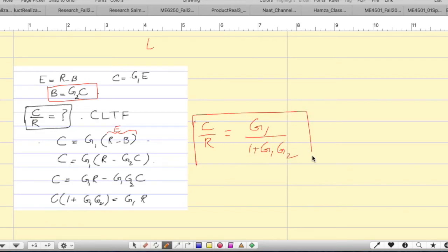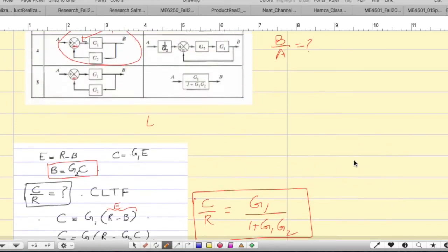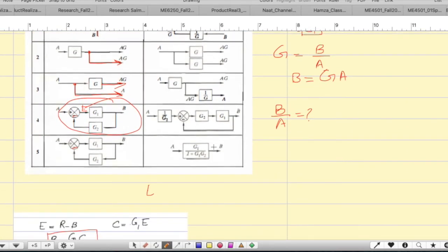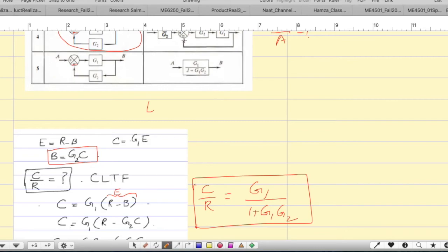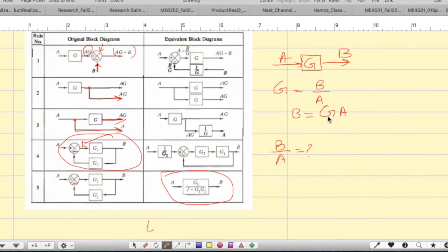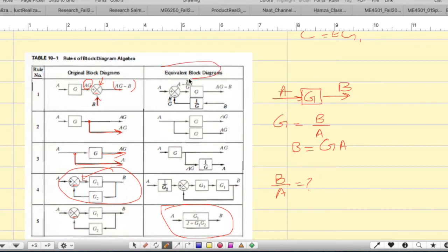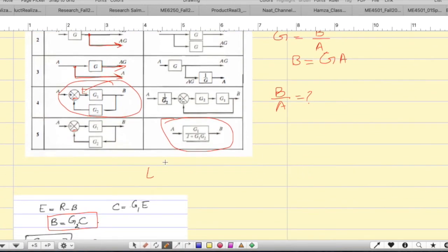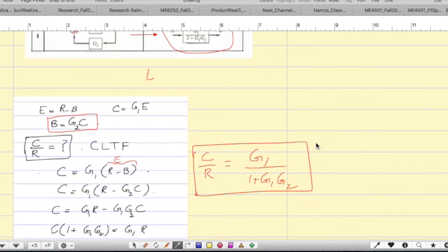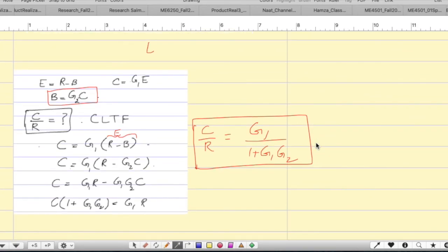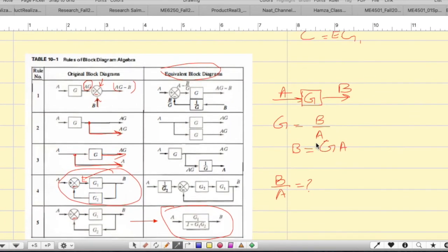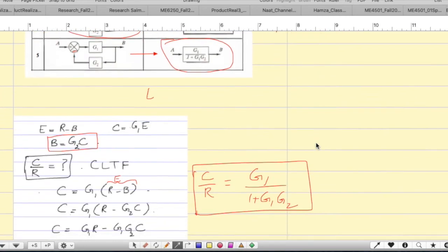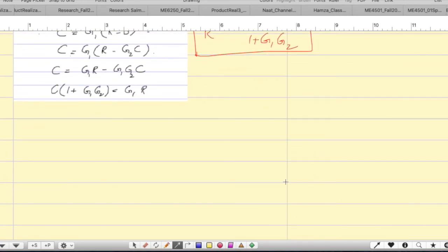This is how you compute the transfer function from the block diagram. So let me go back over here. If you take a look at this, this is the equivalent block diagram on the right hand side from the left hand side. So you see we have the same answer. So this is how you find the transfer function from the block diagram. Okay, thank you guys.